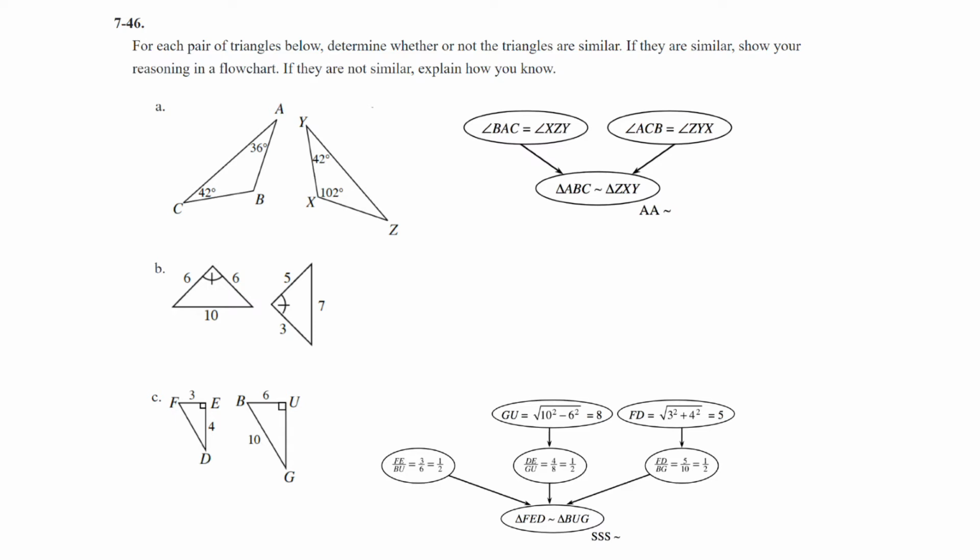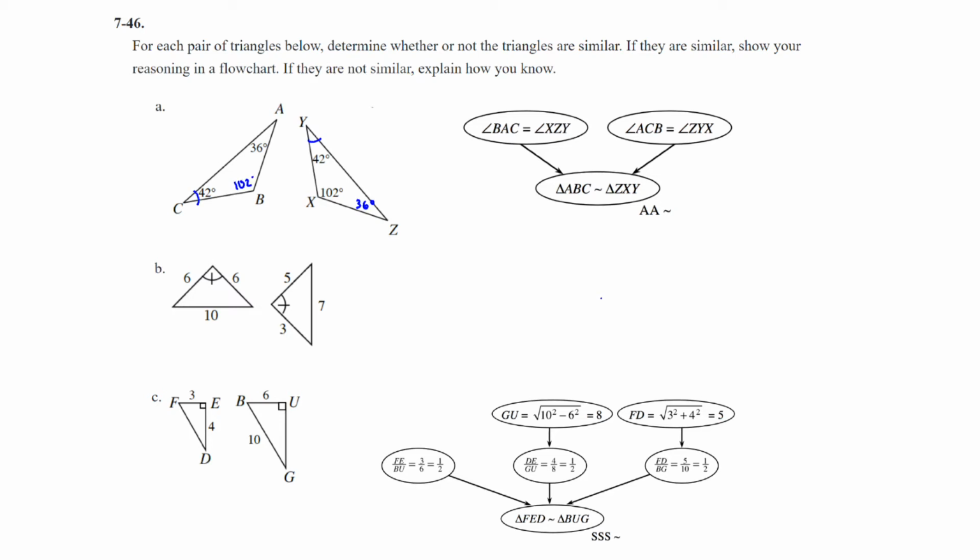If not, explain why. So I went ahead and, to make it a little bit easier and a little bit cleaner, put the answers on A and C. So you'll notice that on part A, we have a 42-degree angle. Angle C matches up with a 42-degree angle on angle Y. If you use your triangle angle sum theorem, you'll know that Z is 36 degrees, and you'll also find out that B is 102 degrees.